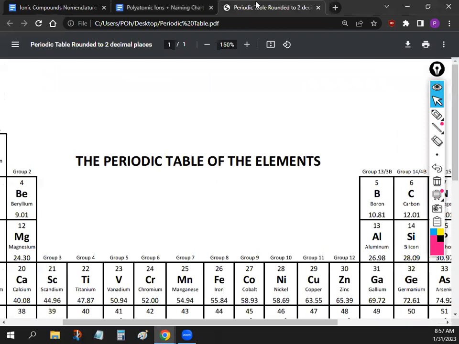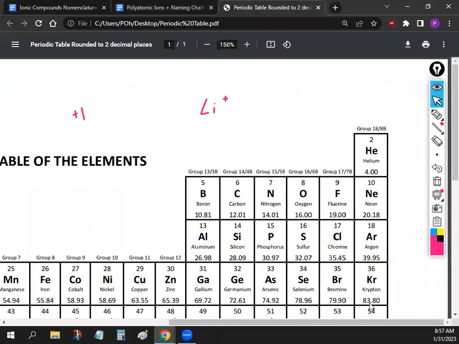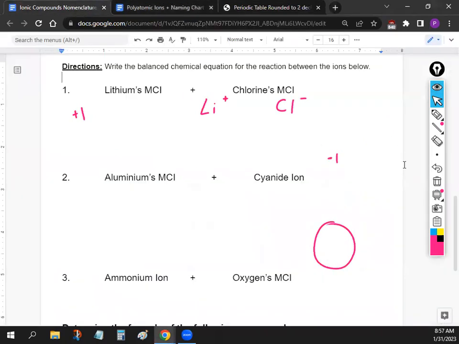Okay, so we got lithium right here. Lithium is in this column. So if you notice on the top of that column, there's a positive 1, right? So that means lithium's ion is +1. Okay. All right. We're reacting that with chlorine, and chlorine is right over here. Chlorine has a -1 on the top. So obviously chlorine's going to be -1. Okay. Any questions on finding the ions? Hopefully it's not too bad.